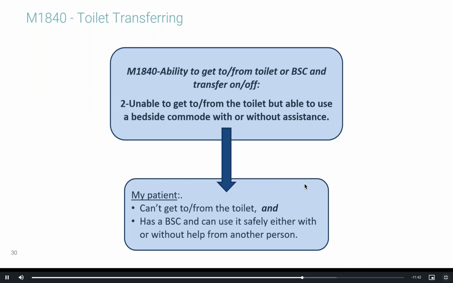Moving up to response 2, now we've got that person that isn't able to use the bathroom facilities, but they do have a bedside commode and they can use it safely. Maybe they do that independently, maybe they do it with help from someone else, but the 2 points are they've got that bedside commode and it can be used safely. So that's what we're looking for in response 2.